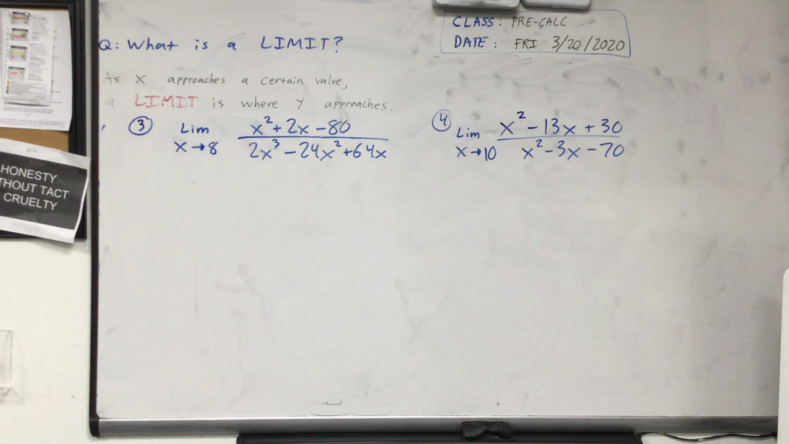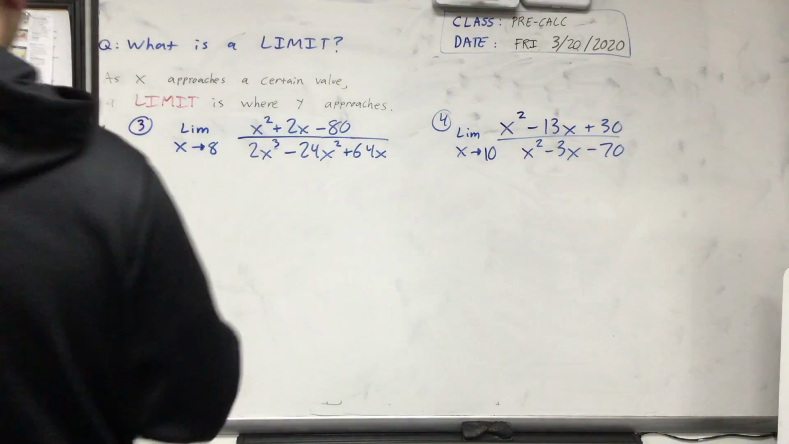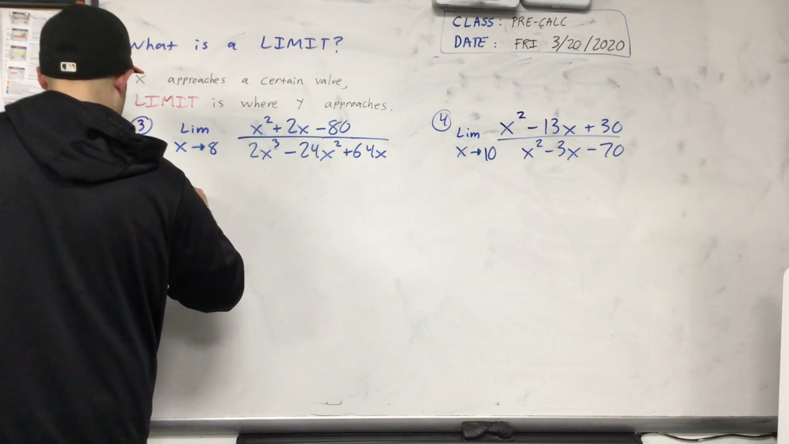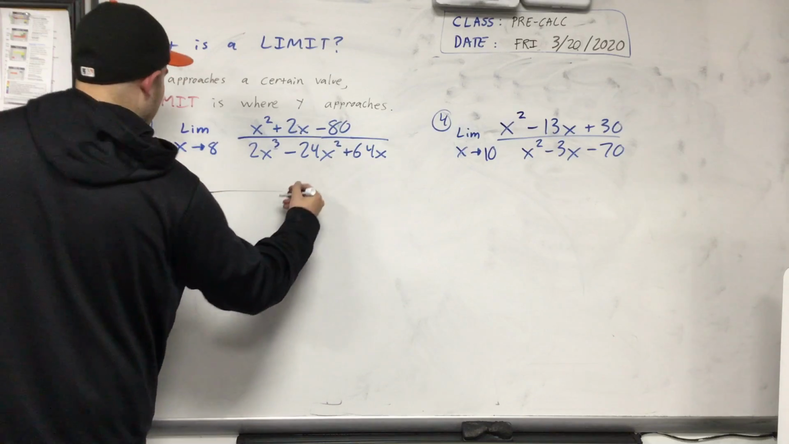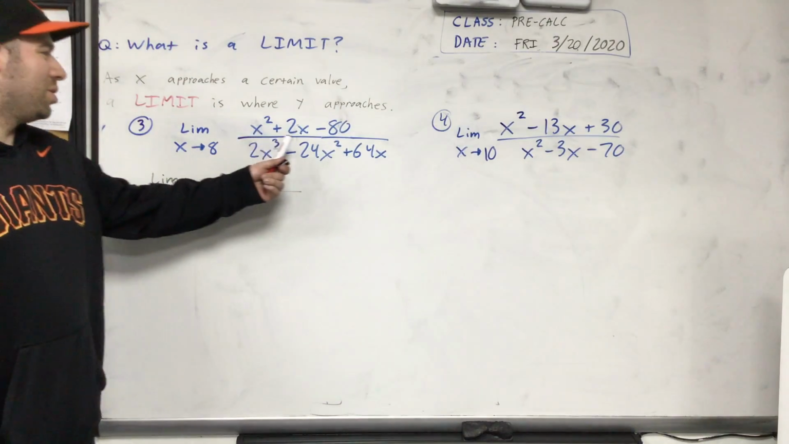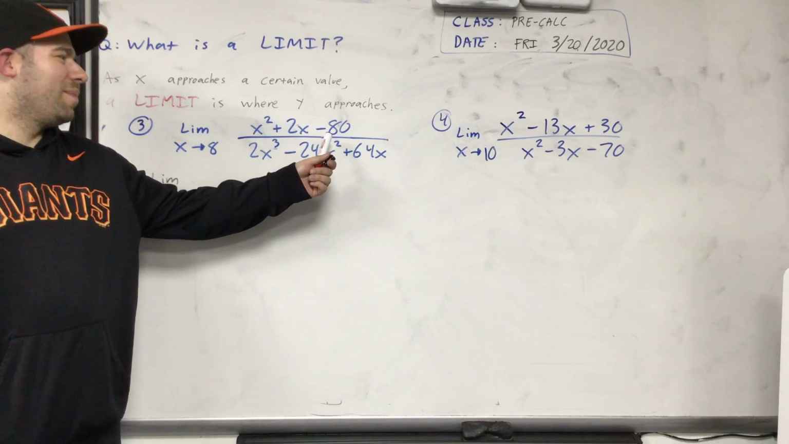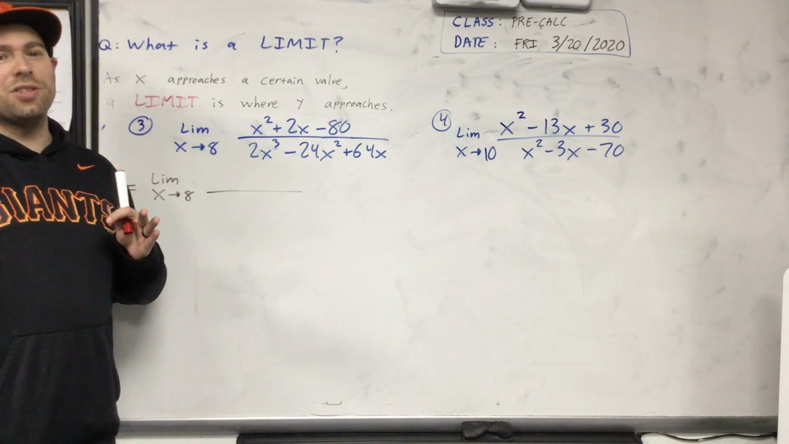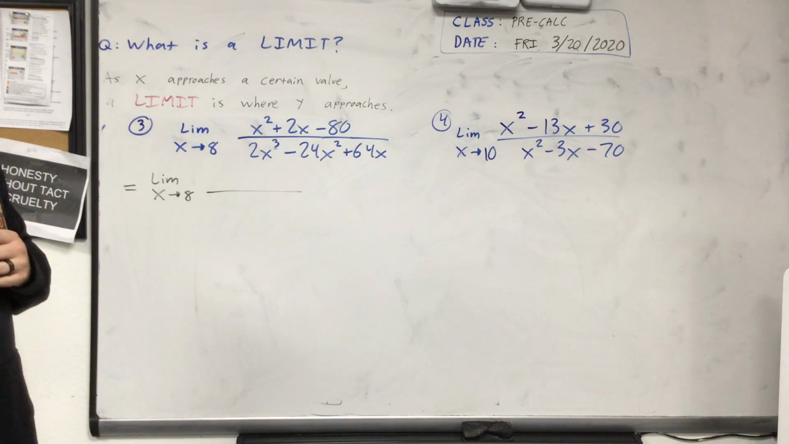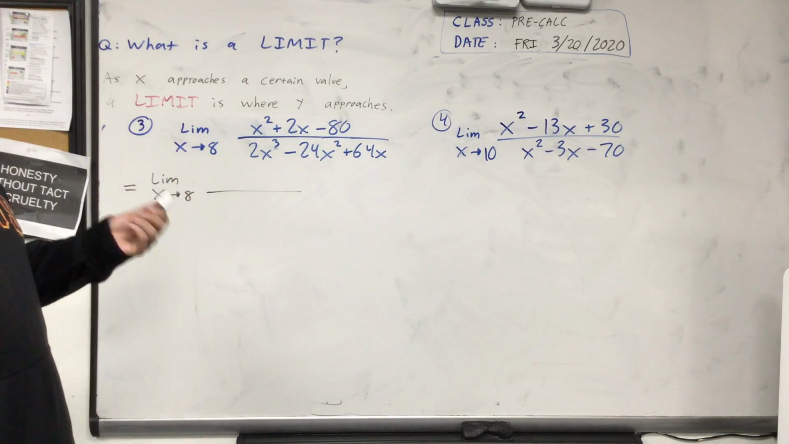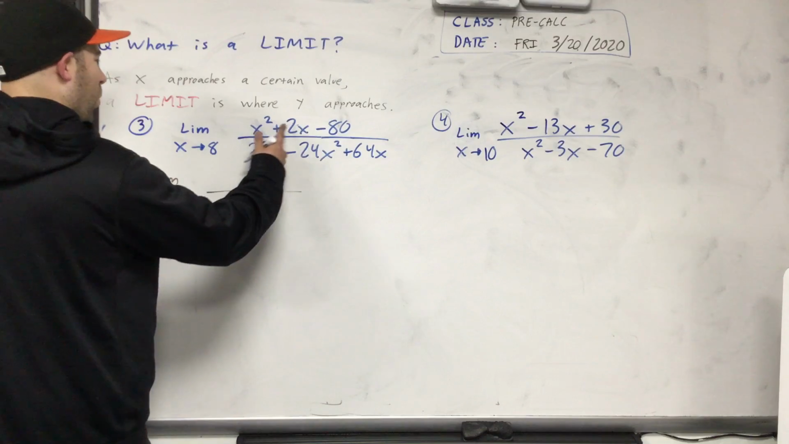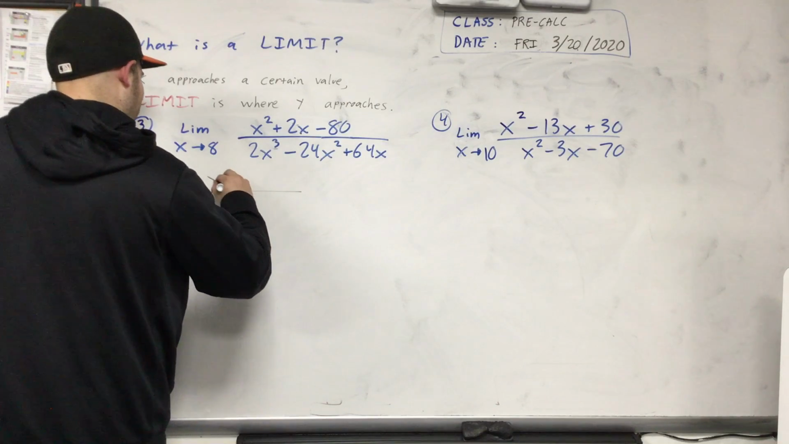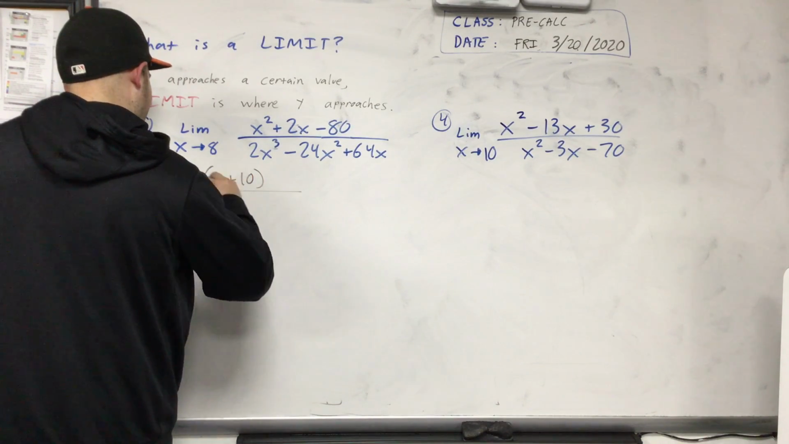Okay, let's take a look at number 3. Whenever I plug in a limit, the limit as x approaches 8, I could plug in 8 squared plus 2 times 8 minus 80, all that over 2 times 8 cubed. The point is to test whether it's 0 over 0. It could take a while, so there's no harm in factoring and observing the situation. What two numbers multiply to negative 80 and add to 2? That would be x plus 10, x minus 8.